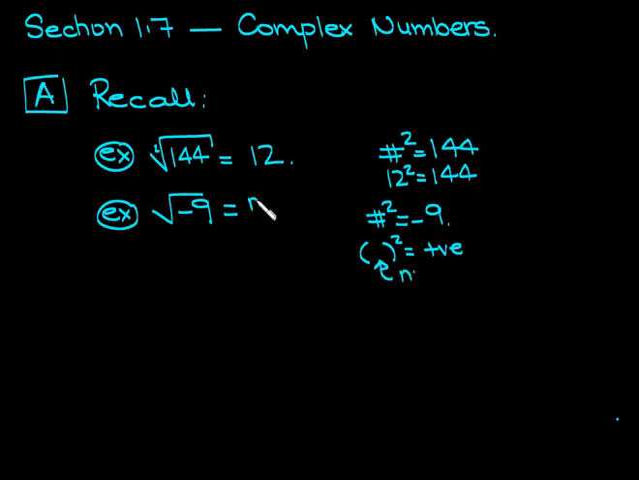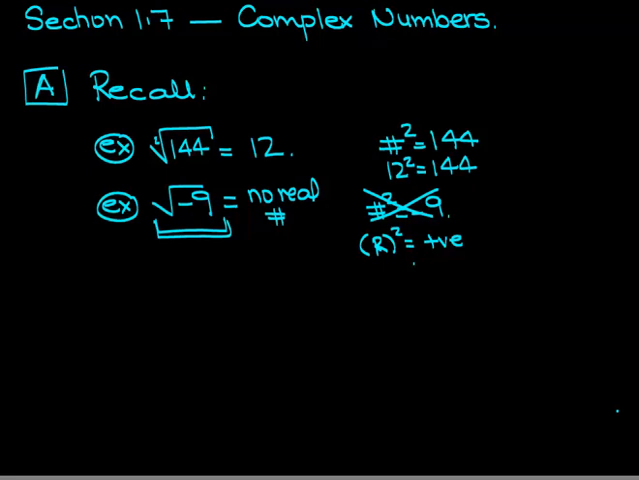There's no real number whose square is going to be a negative number. So this is not possible, because every time we take a real number and square it, we get a positive number. But what if we want to be able to do this? We want to be able to take square roots of negative numbers. Well, to get around it, we have to create a whole new class of numbers called complex numbers.